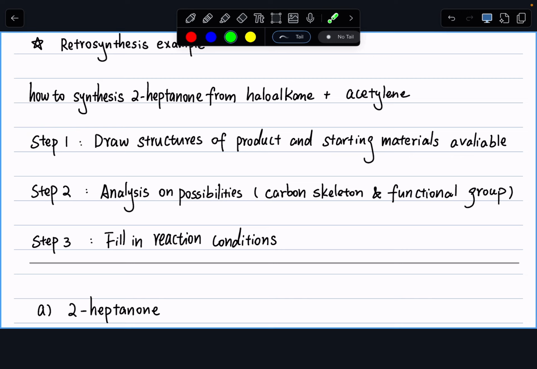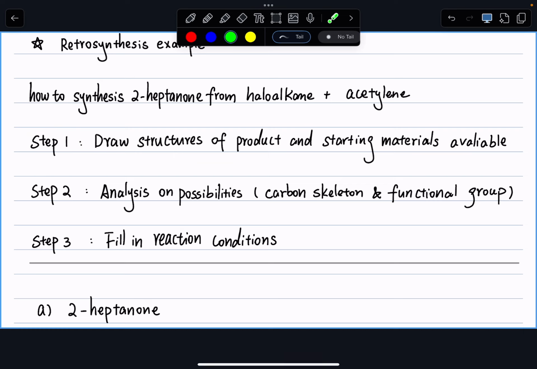Then we're doing the analysis of thinking about my carbon skeleton, right? We have 7 carbons, 1, 2, 3, 4, 5, 6, 7. On the right-hand side, I just know my acetylene has 2 carbons, and you derive it backwards. So I know my R group will have 5 carbons in a linear fashion. So this one will be 1, 2, 3, 4, 5, attached to a Br. So I want to use 1-bromopentane as my reagent. So that's the analysis of my carbon skeleton. And let's just finish this one.